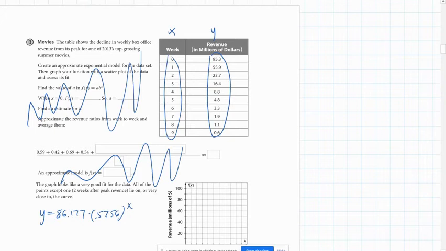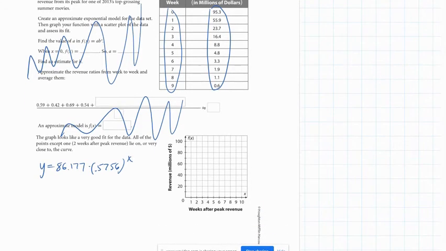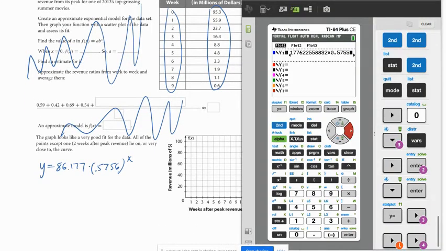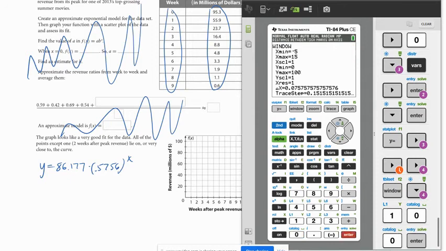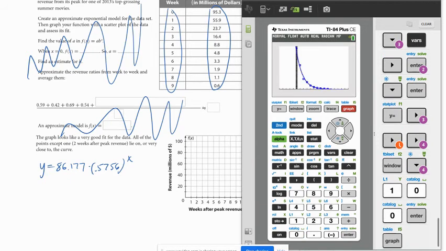Okay, so 86.177 times 0.5756 raised to the x power. And then we graph that. First, we'll set our window. For x values, go from 0 to 9. So what I have there for x is fine. The y values go from, looks like our low is 0.6 and our high is 95. So we'll go 0 to 100. And then when I press graph, it shows me the data and the curve.